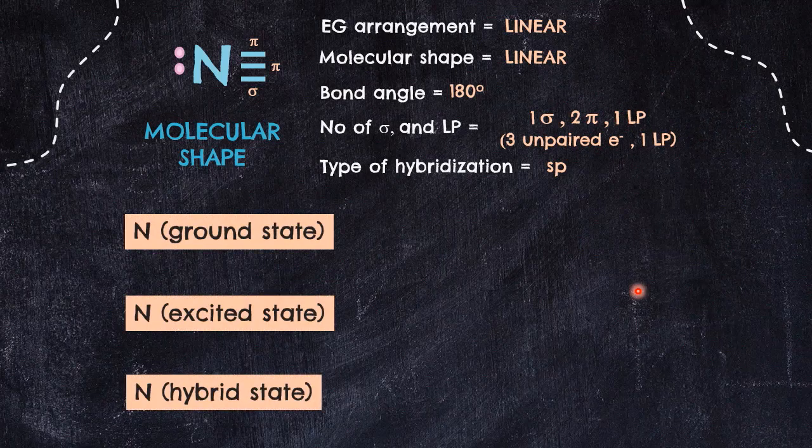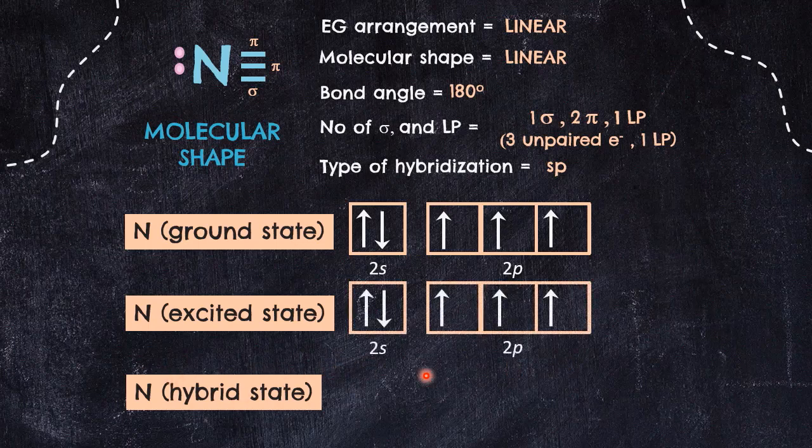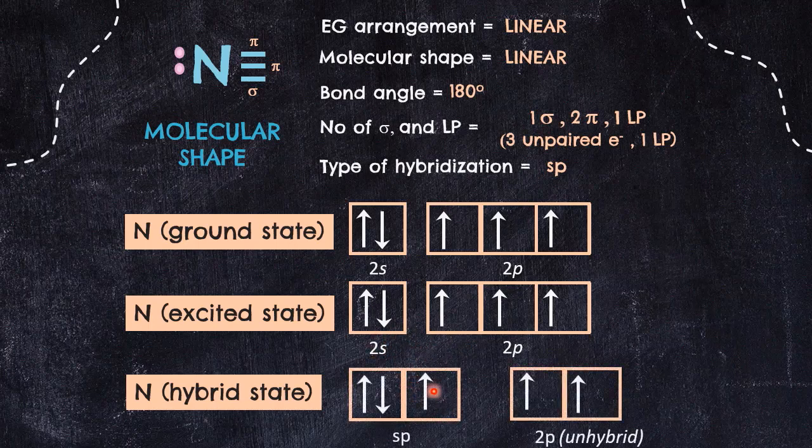Nitrogen with valence electronic configuration of 2s2, 2p3 contains 1 lone pair and 3 single electrons in its ground state. So the numbers of sigma, pi and lone pair just now already tally with the electronic configuration in its ground state. So for the excited state, no need to excite the electrons here. While for the hybrid state, one single electron from the one sigma and one lone pair will combine to form sp hybrid, and the other two single electrons from the pi electrons will be left unhybridized.